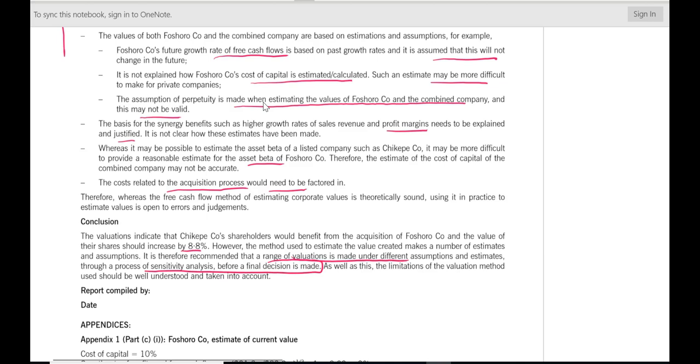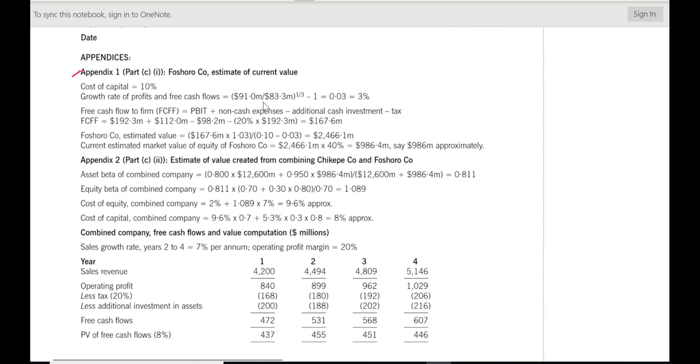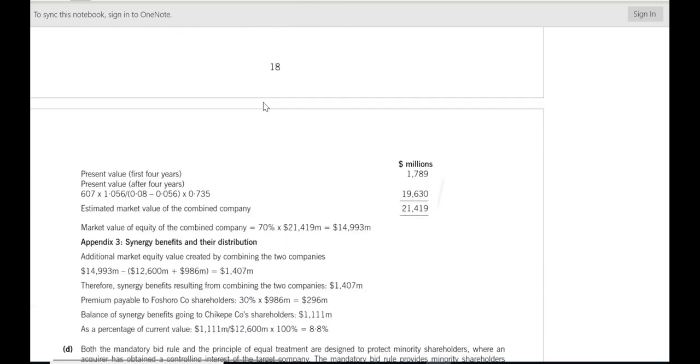So remember one thing: whenever you are discussing anything of the estimates, you should add this line, that you should do the sensitivity analysis in order to increase the reliability of the answer, and the limitations of the evaluation method used should be well understood and taken into account. Okay, this is the appendices, all the calculation stuff.